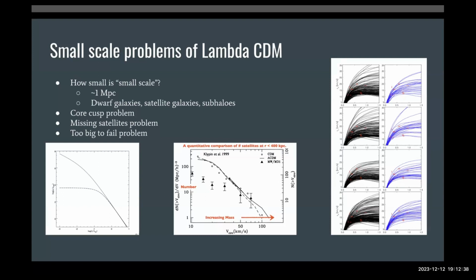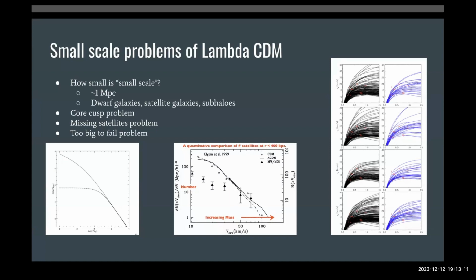The third small scale problem is the too big to fail problem. This problem addresses how the Lambda Cold Dark Matter model overpredicts the mass of dark matter halos. There is a direct proportionality between the mass of a dark matter halo and the luminosity of the dwarf galaxies within it. So the more massive a dark matter halo is, the more luminous or the more bright the dwarf galaxies within it will be. However, observations of dwarf galaxies suggest dark matter halos of lower mass due to the low luminosity of these dwarf galaxies.